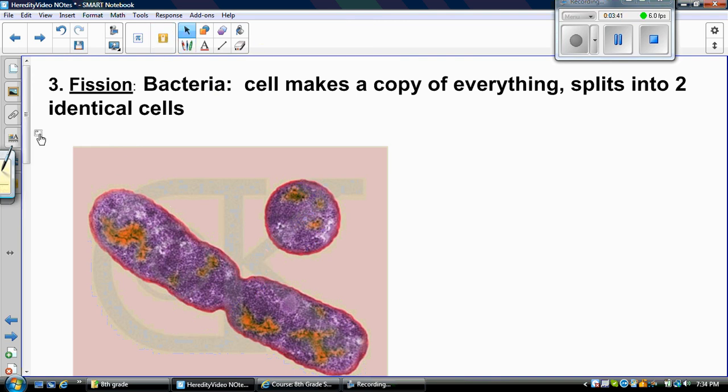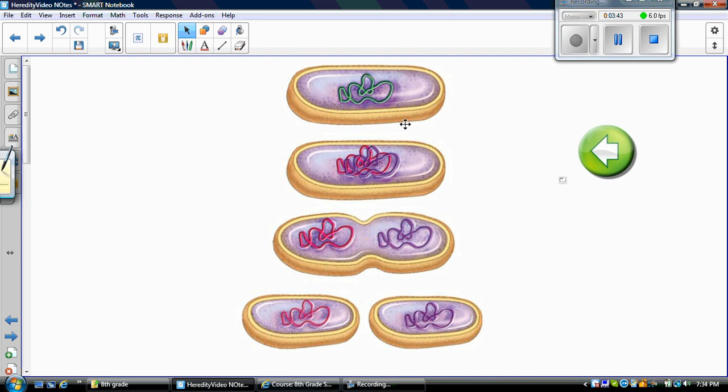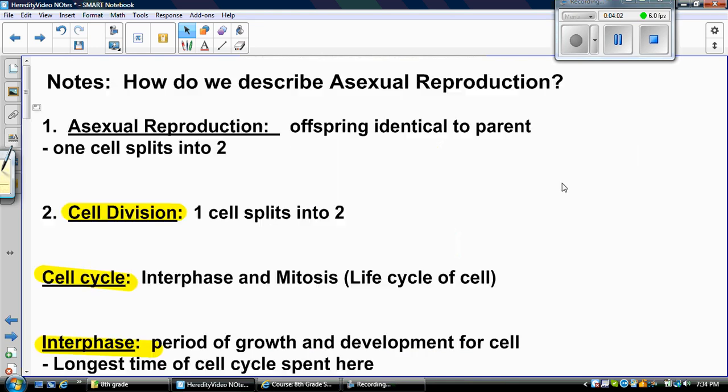Let me show you another picture of this. This is a bacteria cell. It starts out, that's the genetic material. In interphase, the cell is going to make copies of the genetic material. Then it's going to split into two cells that are exactly like the parent. They're identical. So that's fission, and bacteria will reproduce by fission.